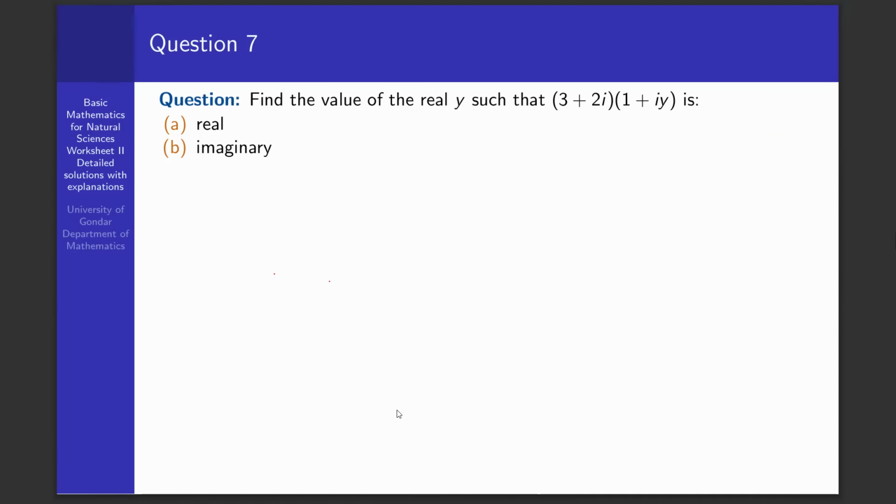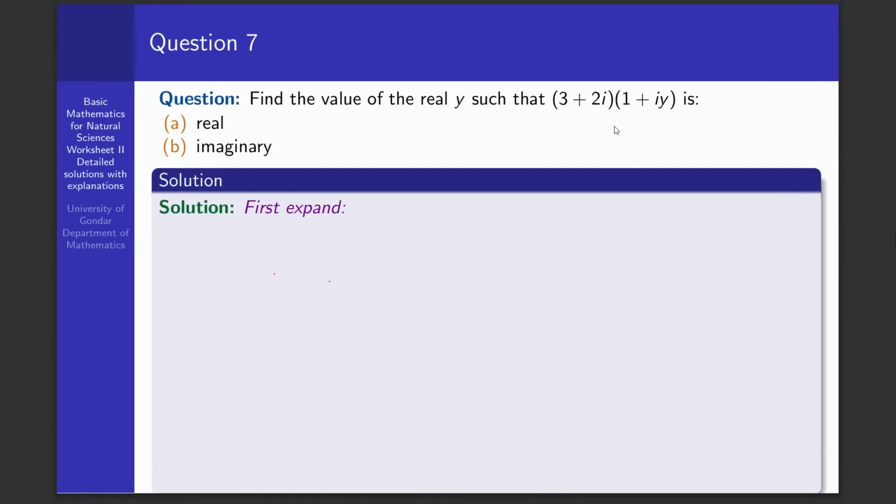The next one is question number 7. We are asked to find the values of the real y such that (3 plus 2i) times (1 plus iy) is, in the first case, real, that is without imaginary part, or whose imaginary part is 0, and in the second case a purely imaginary number with 0 real part.